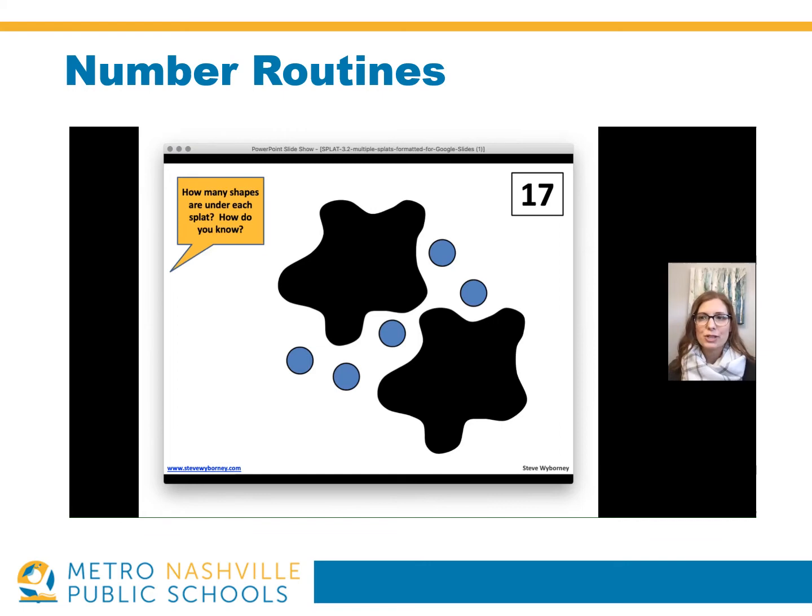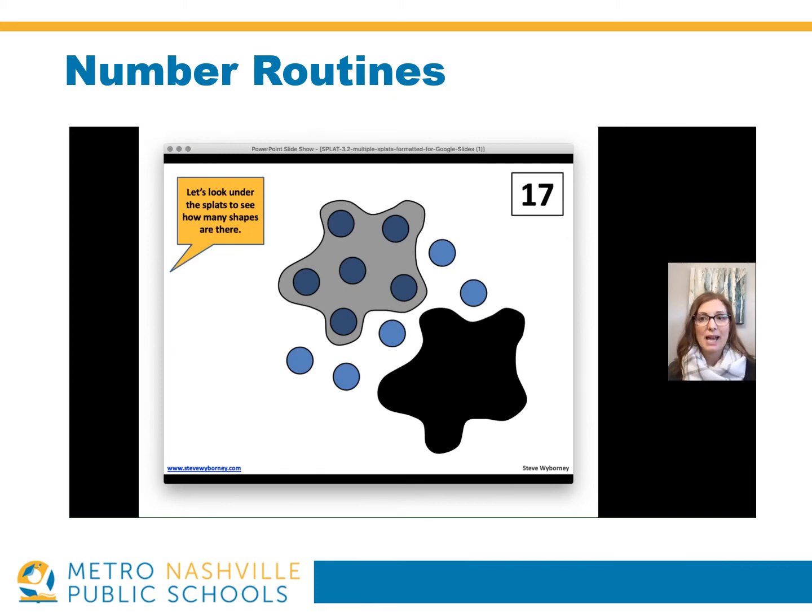There's a different version of splat where there are different color splats and they cover a different number of dots. Like which one doesn't belong, the important part of this routine is the discussion. It isn't just about figuring out that there would be 6 circles under each splat. It's giving the student the opportunity to explain how they figured it out. See if they can explain how they know in at least 2 different ways before you reveal the correct answer.